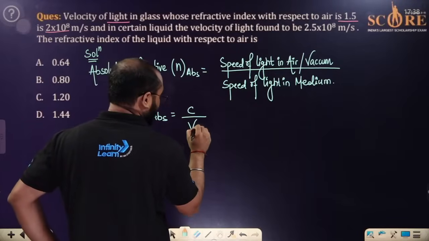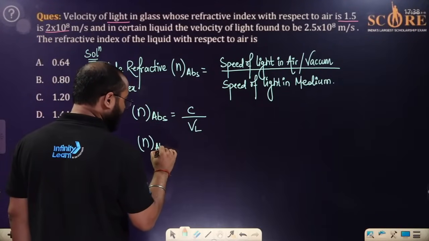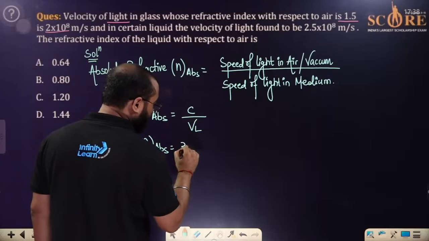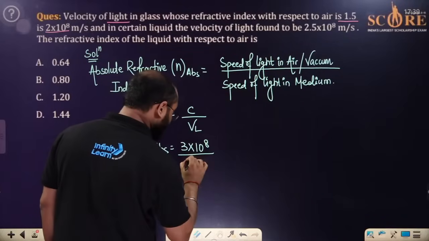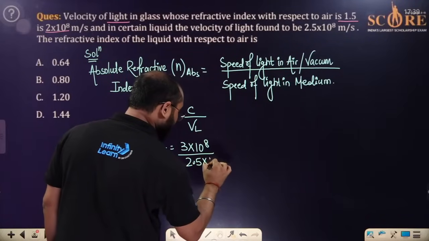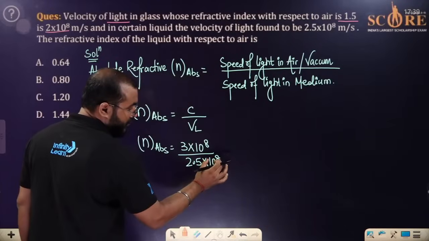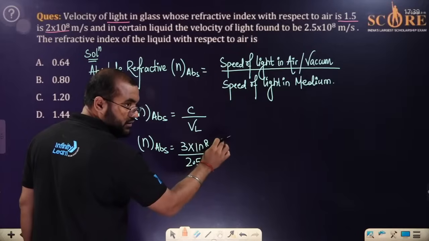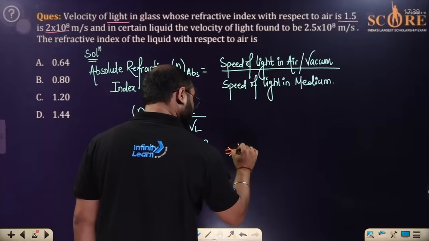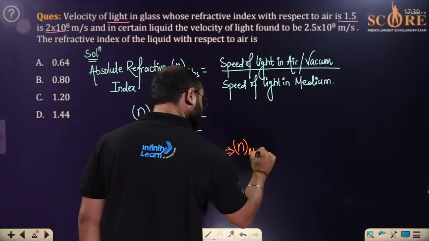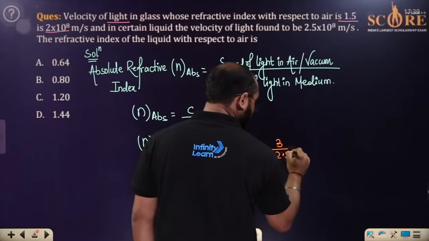And what is the medium? That is liquid. Okay, so absolute refractive index we have to find. The value of c is 3 into 10 to the power 8 divided by the velocity of the light in the medium, that is given as 2.5 into 10 to the power 8. As you can see from the simple maths, people, this 10 to the power 8 is going to be 8 minus 8, it is going to be gone. So we can write that absolute refractive index is 3 divided by 2.5.